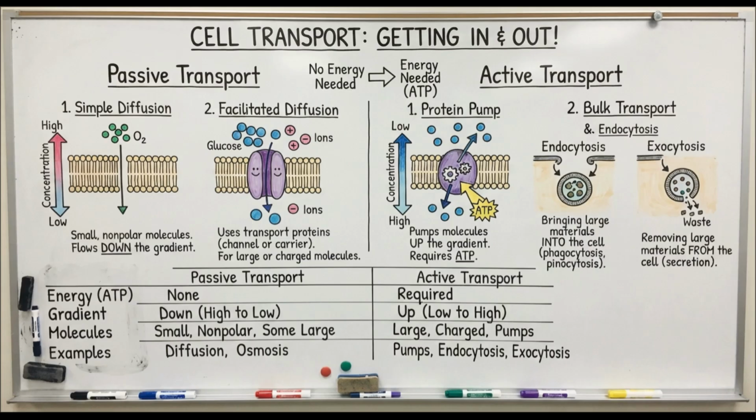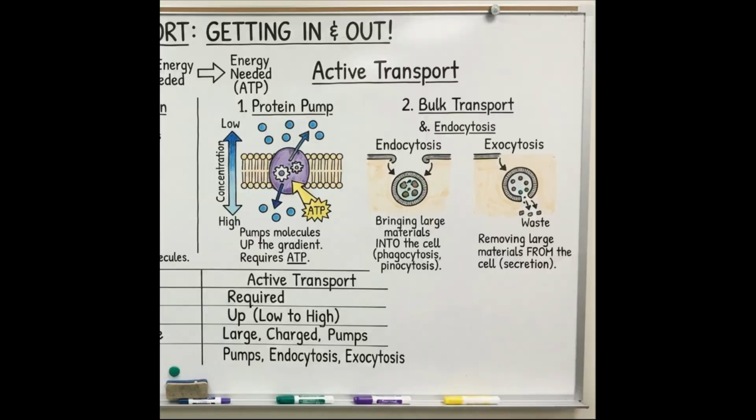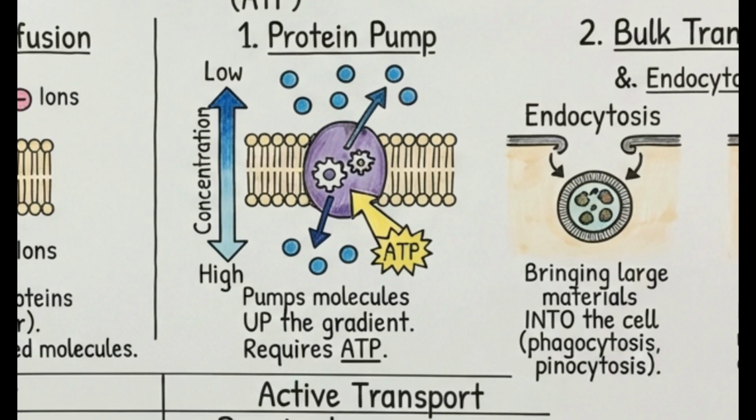But what happens when molecules need to move against the flow, going from low concentration to high concentration? That's where active transport takes over, and it demands energy in the form of ATP. The classic example here is a protein pump, which physically forces molecules up their gradient using ATP.